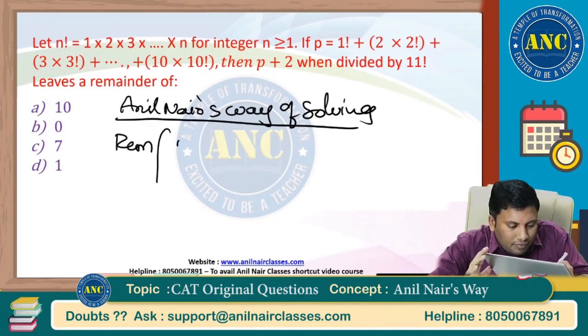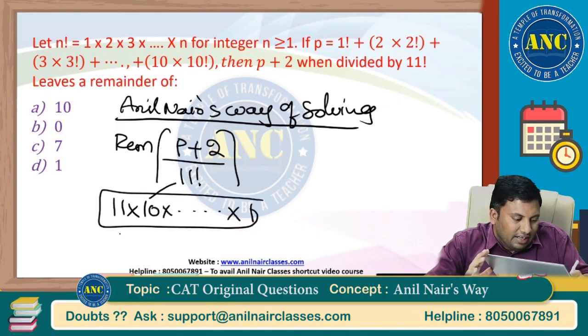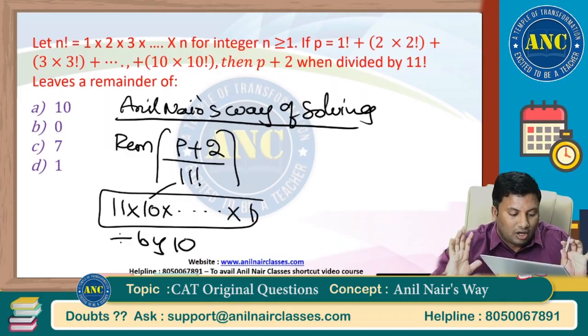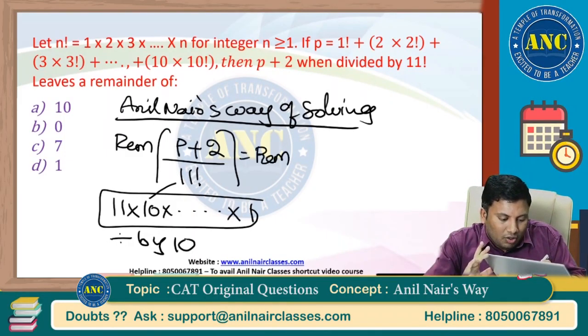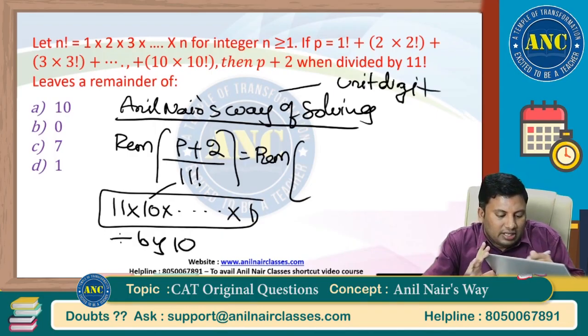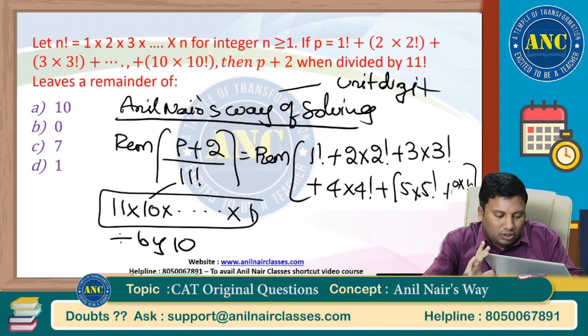Remainder when P plus 2 is divided by 11 factorial. You know that 11 factorial is 11 into 10 and so on up to 1. It is divisible by 10, just like the previous case where 70 is divisible by 10. 11 factorial is also divisible by 10. So I want only the unit digit logic. Remainder: 1 factorial, 2 into 2 factorial, 3 into 3 factorial, 4 into 4 factorial, 5 into 5 factorial, and so on, up to 10 into 10 factorial.